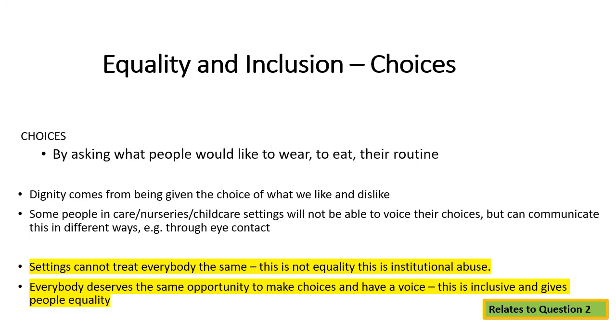Like we said at the beginning, we can't treat everybody the same. If we're treating everybody the same, this is not equality, and it's called institutional abuse because we're treating everybody the same when we are different. Everybody deserves the same opportunity and to make choices and have their individual voice. And this is important. It's inclusive and gives people equality.